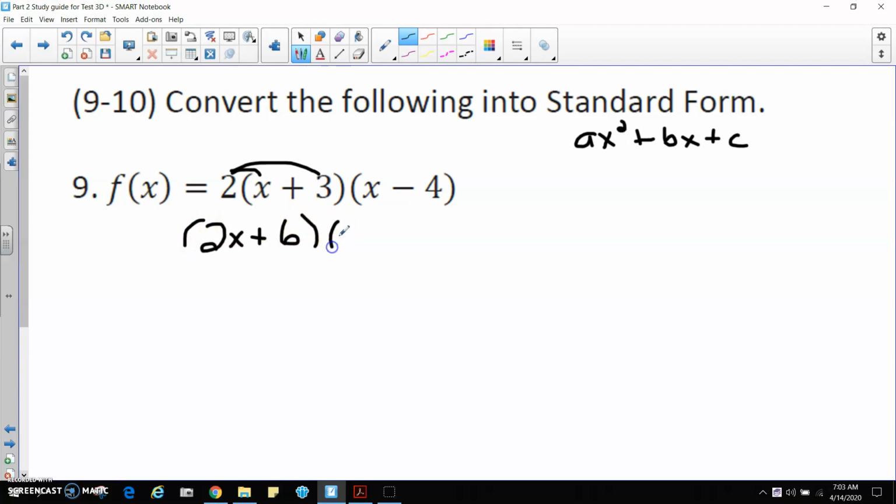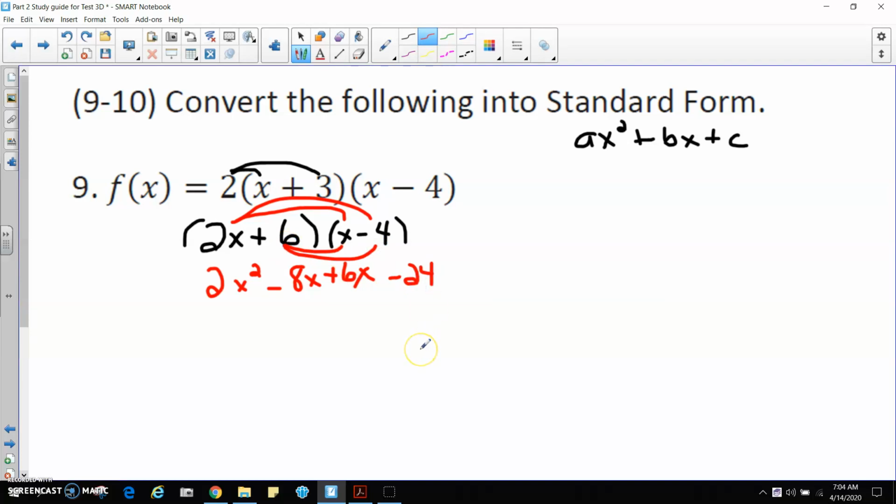And now we're going to multiply it times the second one as well. So our next step would be to multiply this 2 times this x and this 2 times this 4. That's going to give me a 2x squared. Sorry. Let's write it. Minus 8x. Negative 8x. And then when I multiply this, I'm getting a positive 6x. And I multiply this one and I get a negative 24.